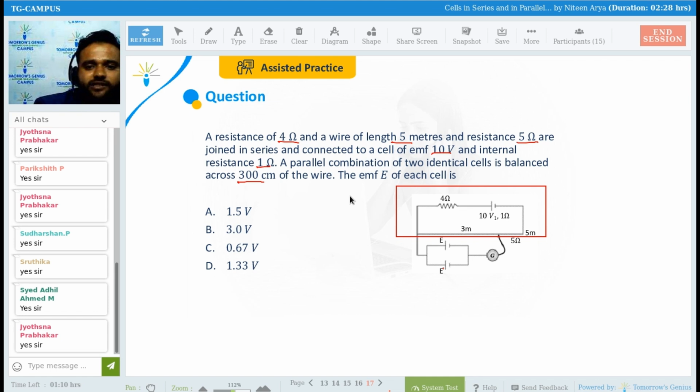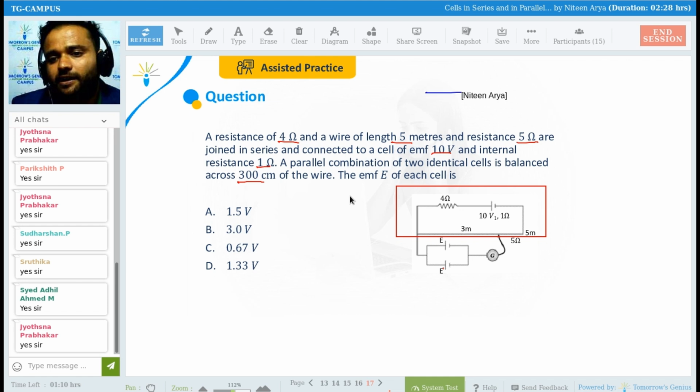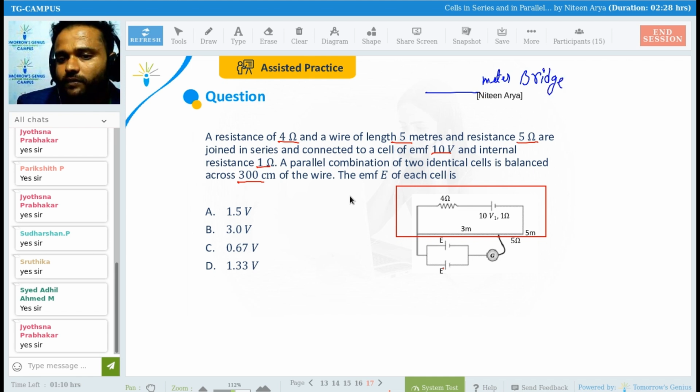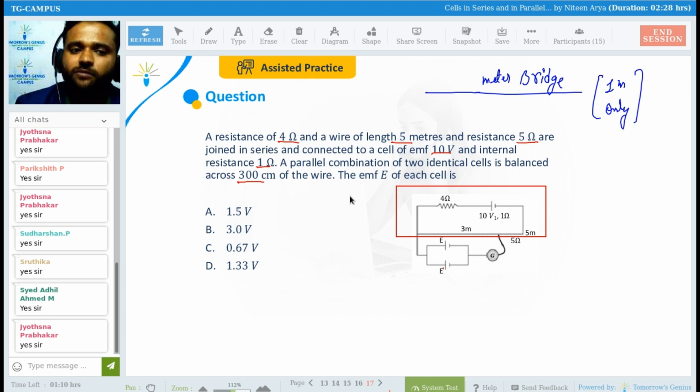Okay, a tricky question. Instead of 1 meter bridge, like in the previous slide where we understood the meter bridge, 1 meter only is the length I'm talking about. So instead of 1 meter bridge, we have a 3 meter bridge, which is connected in series. Either you can understand it in this way, or you can understand that instead of a meter bridge, we have a 3 meter bridge.